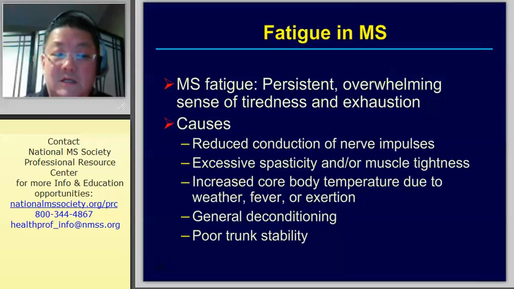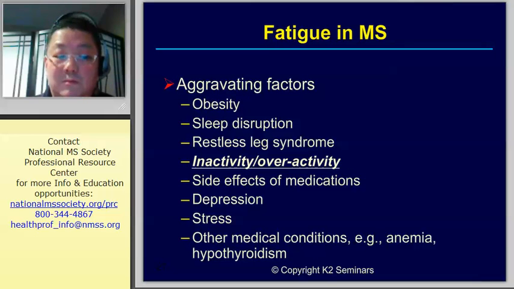When we deal with fatigue in MS, it's persistent, it's overwhelming. There's a sense of tiredness and exhaustion. Reduced conduction of the nerve impulses is why it does occur, right? Excessive spasticity or muscle tightness, as Amy pointed out before, can produce that fatigue. Increased core temperature due to the weather or fever or exertion can again provide that fatigue. So having them manage that temperature is important. General deconditioning and decreased trunk stability also can increase the fatigue in a patient with MS.